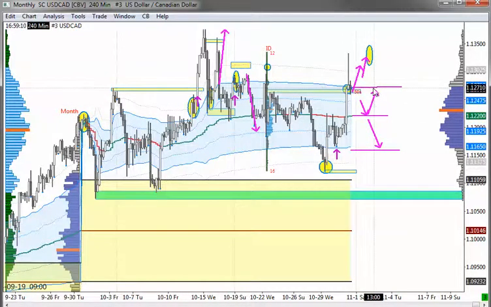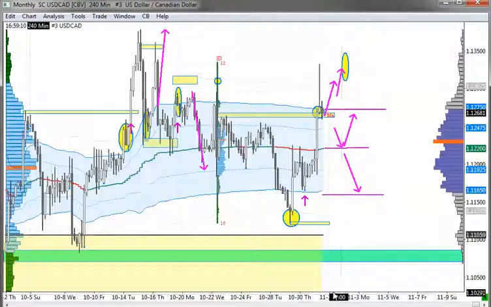You trade from the value area high to the VWAP. You would trade from the value area low to the VWAP. And if you were looking for runners, you would go from the value area high to the value area low. You'd go from the value area low to the value area high.